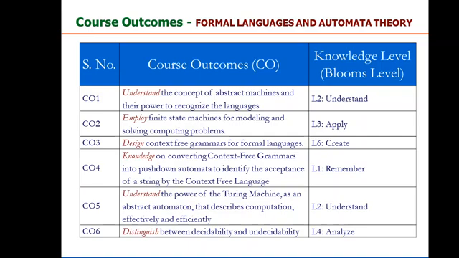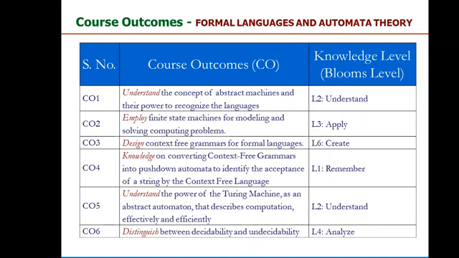CO1 is understand the concept of abstract machines and their power to recognize the language. Here you can see the CO1 started with the phrase understand, which is related to the Bloom's level understand. Then coming to CO2, employ finite state machines for modeling and solving computing problems. It starts with the phrase employ. It is related to the Bloom's level L3, apply.